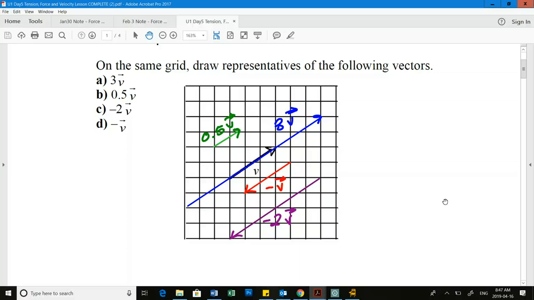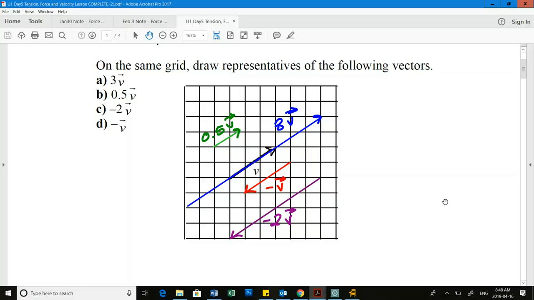For 0.5, we should be looking at something that's about half the length of v. And then for -2v down in the purple, opposite direction and double the length. And then -v should be exactly the same length, should be parallel, but opposite direction. Okay, so that's what your vectors should have looked like. I did overlap 3v with v, so part of v is part of 3v.